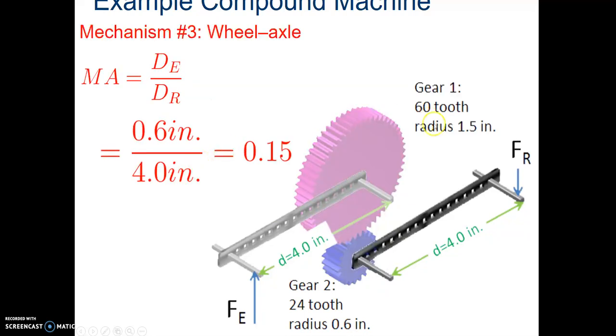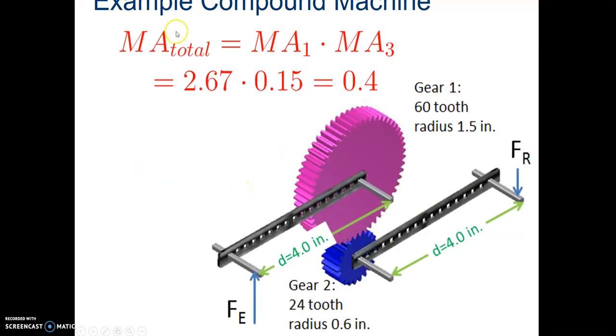Third set is the wheel and axle. We have the input, that blue gear, and the output, the axle itself. So the input has a radius of 0.6. The output has a radius of 4. So take 0.6 divided by 4. We get a mechanical advantage of that third mechanism being 0.15. So the total mechanical advantage from the other slides is the 2 2/3 times the 0.15. So our total mechanical advantage is 0.4.